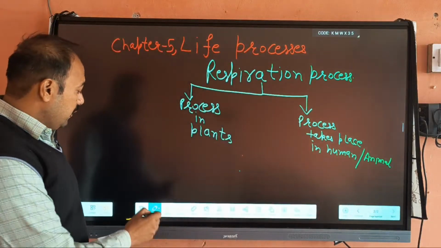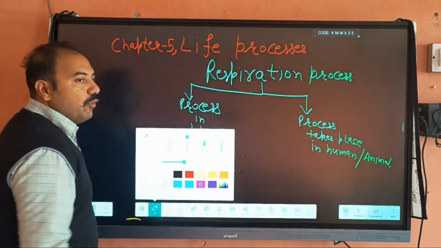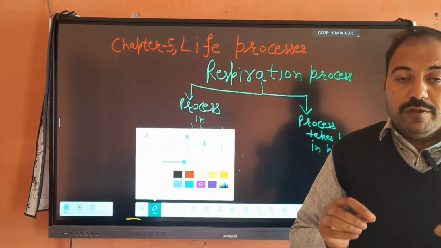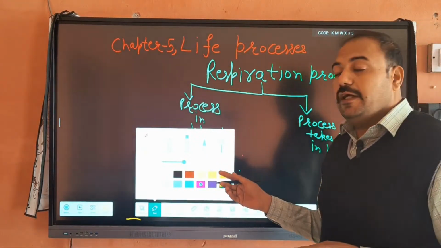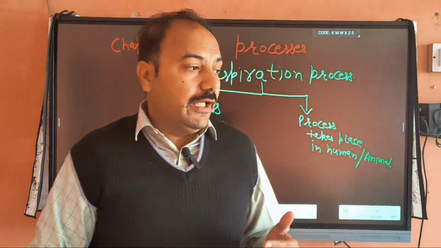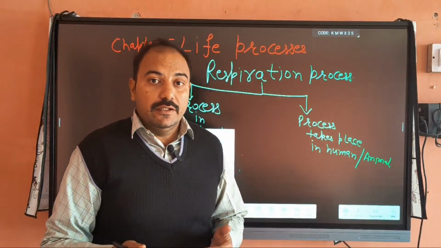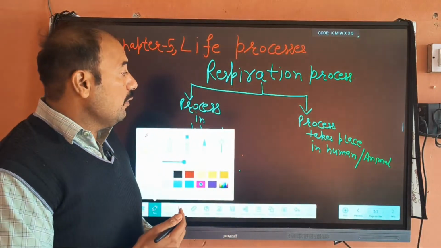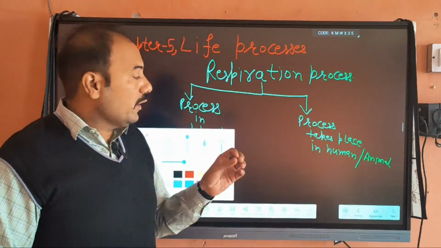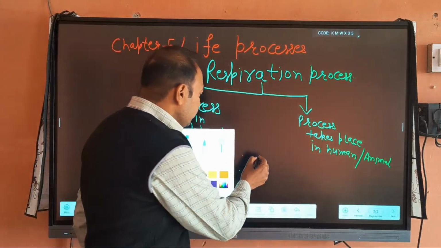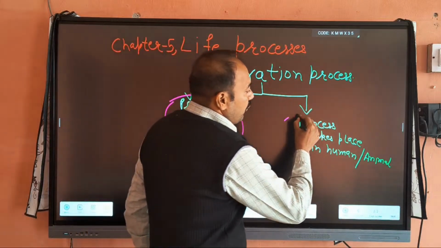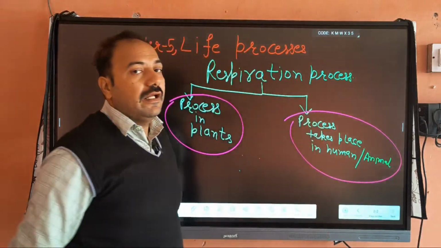This is an important process. With the help of this process we produce energy. The process creates energy inside the body, and we use this energy in daily life activities like running, jumping, and eating food. So the respiration process is important for the survival of life. This is the process in plants, and second, the process that takes place in humans and animals.